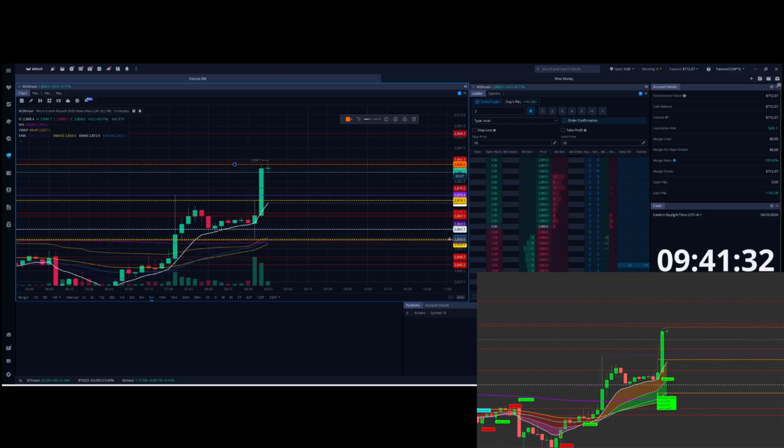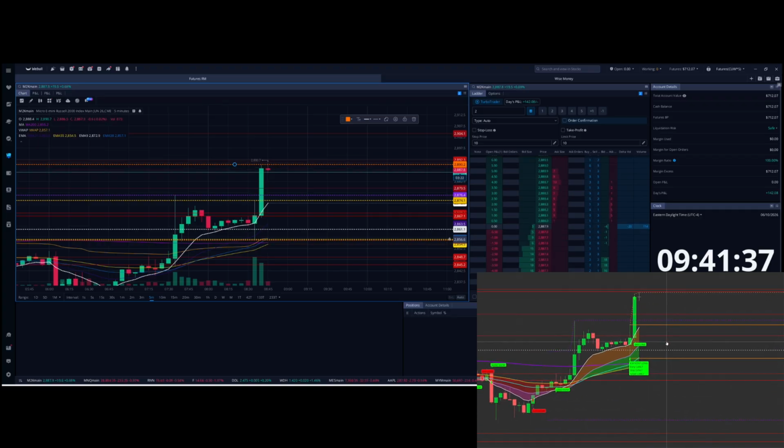That hesitation right there lets me think that this is going to end up reversing. Then we're going to look for a short position. 3 minutes, 16 seconds on the candle. Here we go.